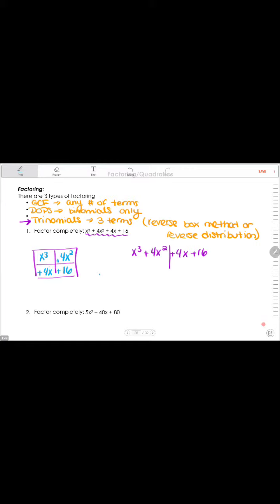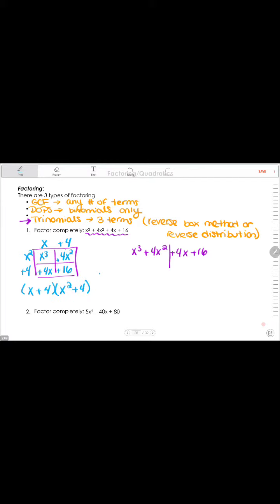Okay, so remember when you're doing the reverse, the numbers go on the inside. Okay, and I'm looking for what multiplies to get me x cubed and 4x squared. So that would give me an x squared. What multiplies to get me this? 4. And then this way would be x and 4 again. So my factoring would be x plus 4 and then x squared plus 4.